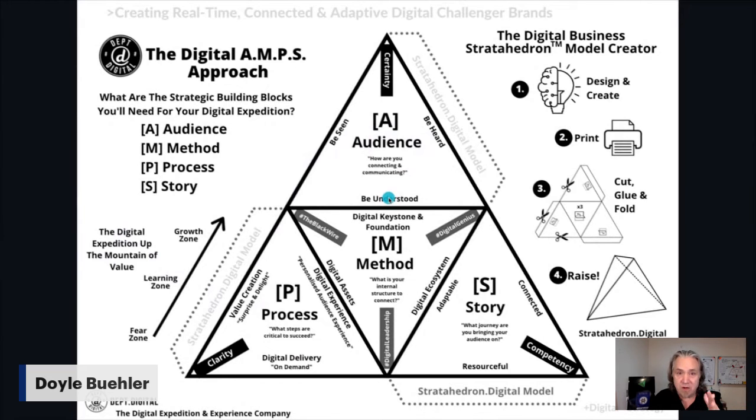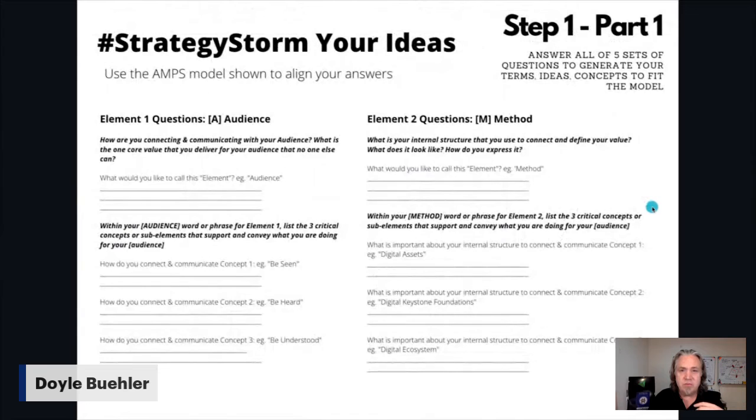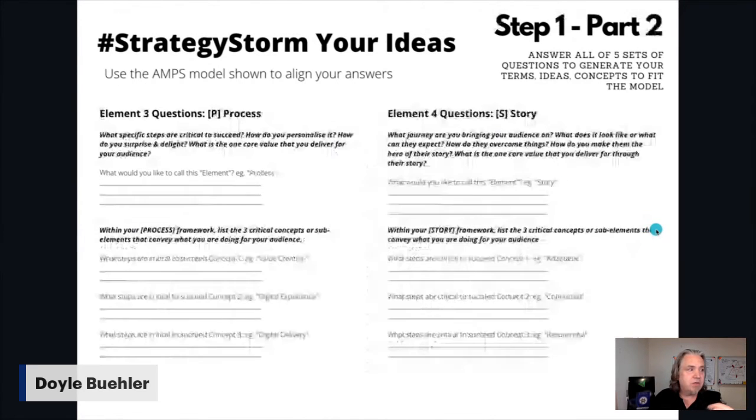So we really want to dig down in terms of how we build this, what's really important, and how we put these pieces together. Then we can go into element two questions, which is your M, your method. And then we just continue on through this process. We continue with element three questions for P, for your process, and then finally element four questions, which is S, for your story as well.